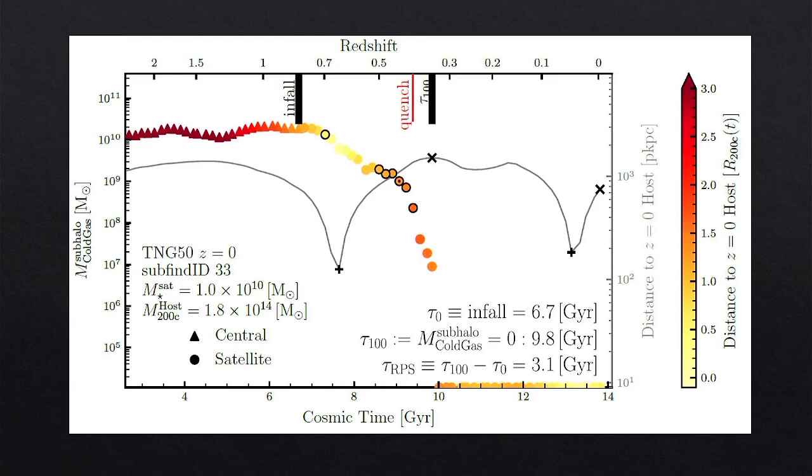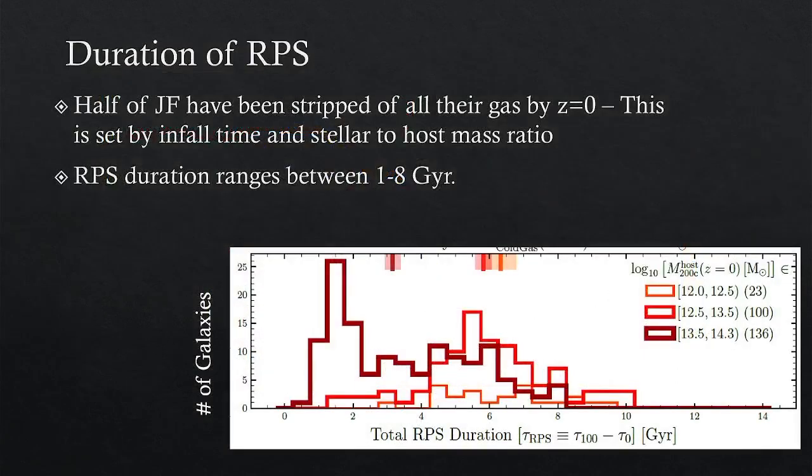And the black circles show the instances where it was identified as a jellyfish. So you can see right after infall, it starts falling in, and you can see where the mass loss occurs. You can follow these things and calculate how long this mass loss phase lasts. This diagram shows a very wide distribution. It could be as short as 1 gigayear, and it could last as long as 8 or even more. It could be a very long time for a galaxy to lose its gas.